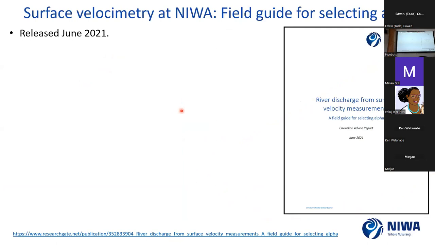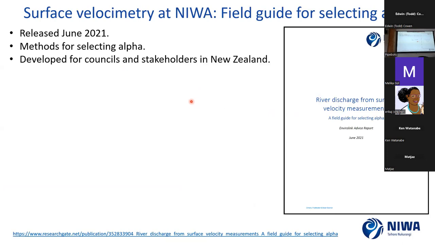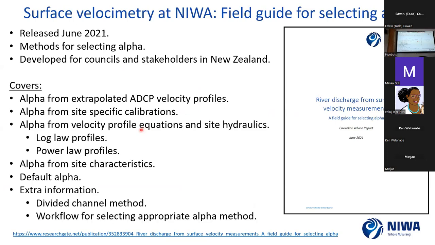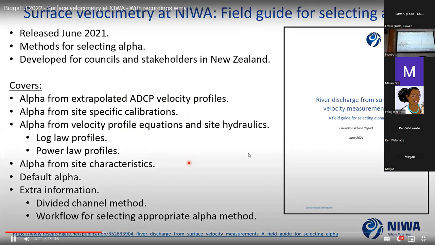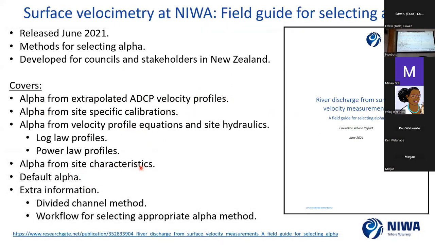Another document that NIWA released that may be of interest to this audience is the field guide for selecting alpha. It was released in June 2021 and contains a lot of different methods for selecting alpha. And again, we developed it for councils and stakeholders in New Zealand, but it's widely applicable. It covers techniques such as alpha from extrapolated ADCP velocity profiles, alpha from site specific calibrations, alpha from velocity profile equations, and estimating alpha from site characteristics and known workflows. So again, that's publicly available. Anyone's welcome to get a copy of that if it's of use.